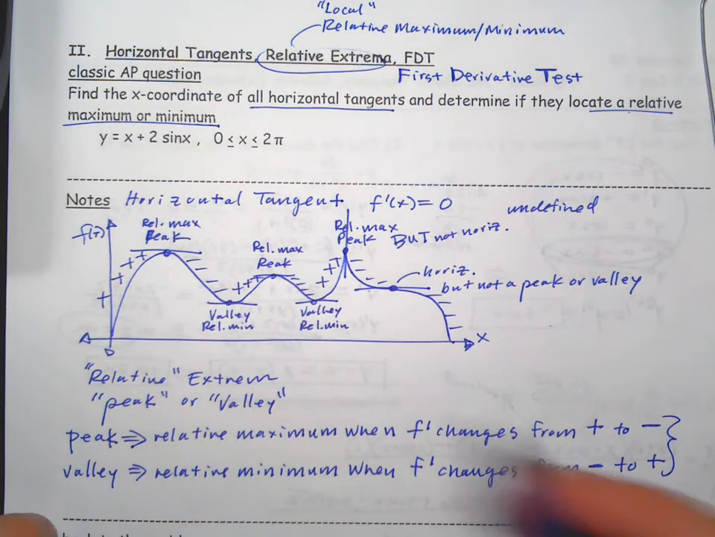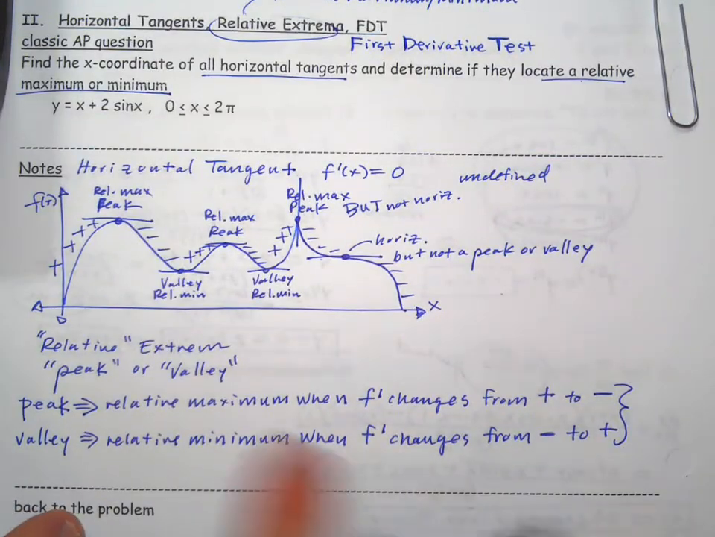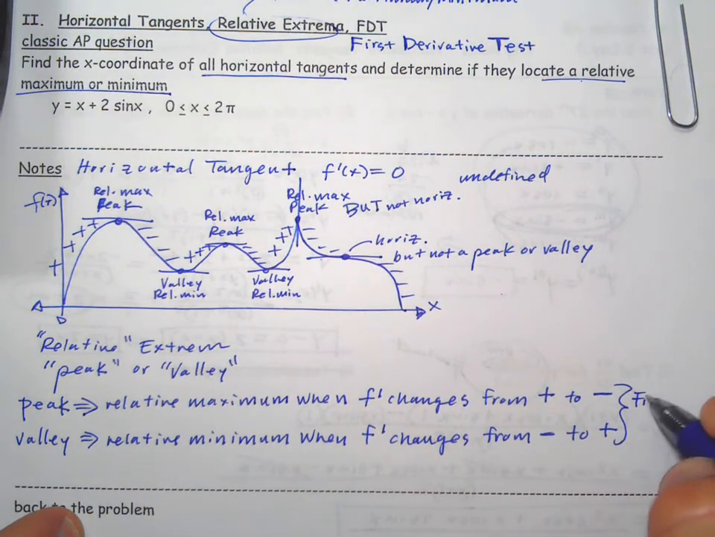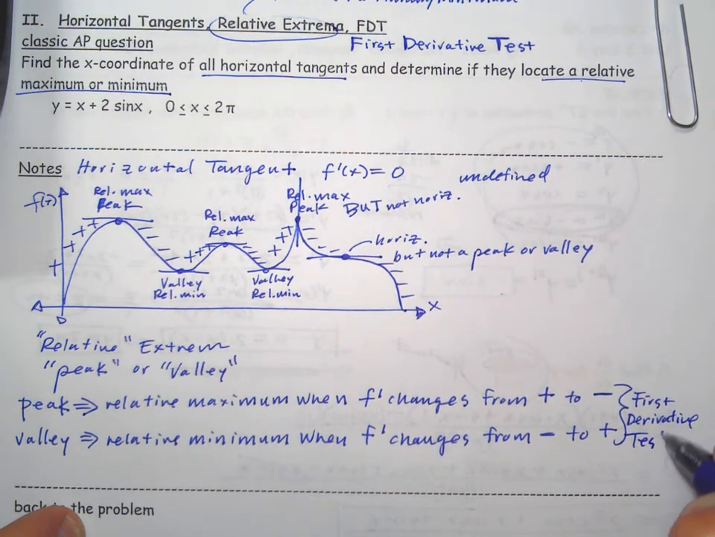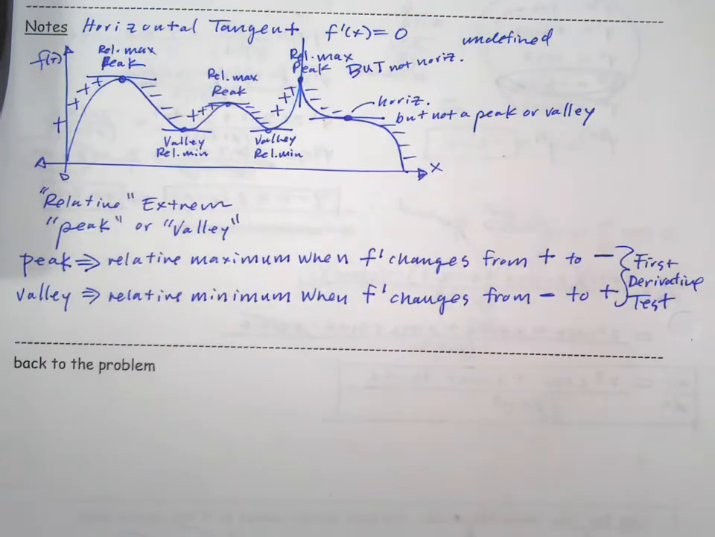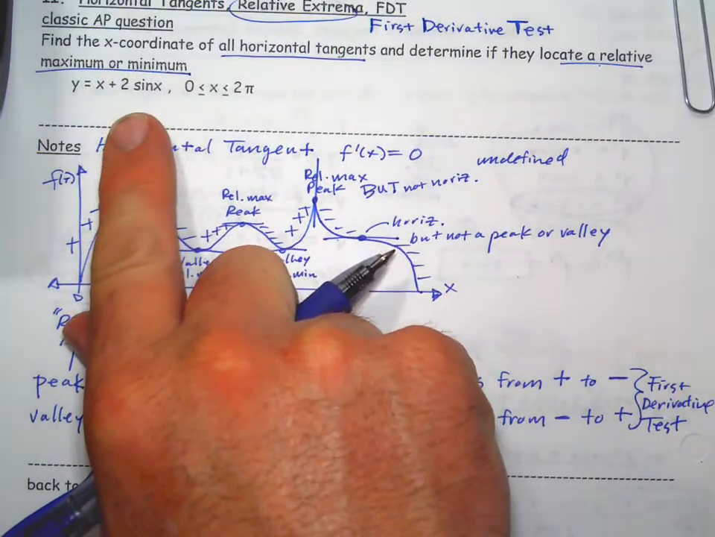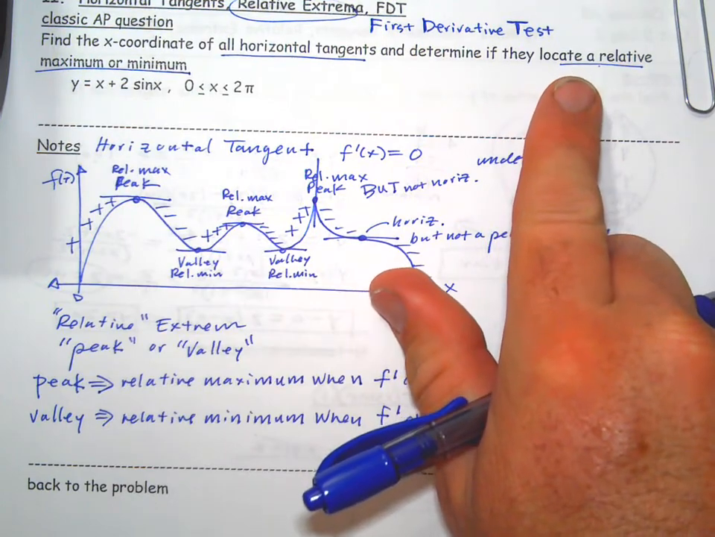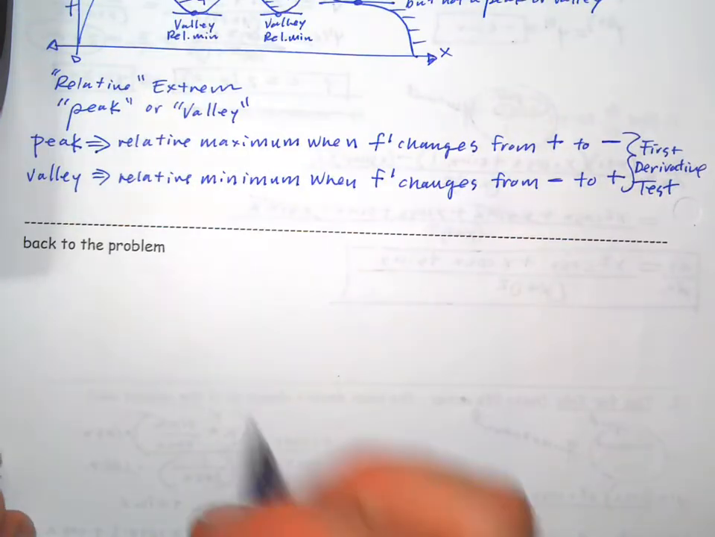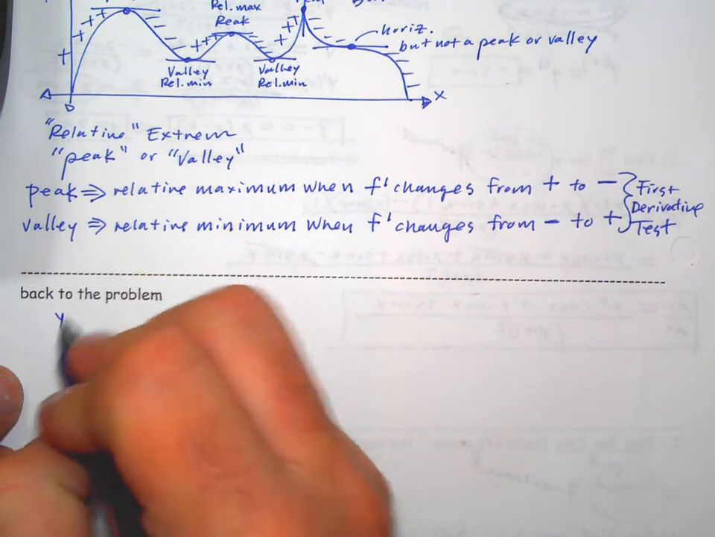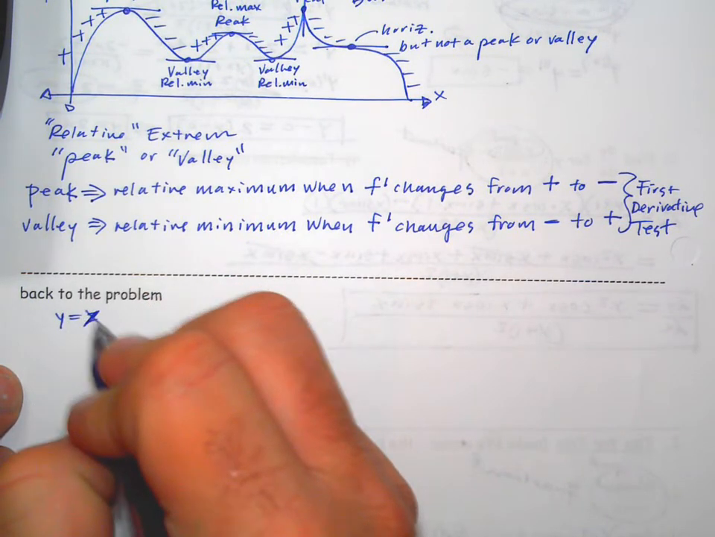Now this idea of looking at the derivative changing from positive to negative, negative to positive, that is what the first derivative test is all about. It's the first derivative test for relative extrema. Okay, and it's a big deal in calculus. So let's go back to our problem and see if we can answer the question now. Find the x-coordinates of the horizontal tangents and determine if they're relative maximums or minimums.